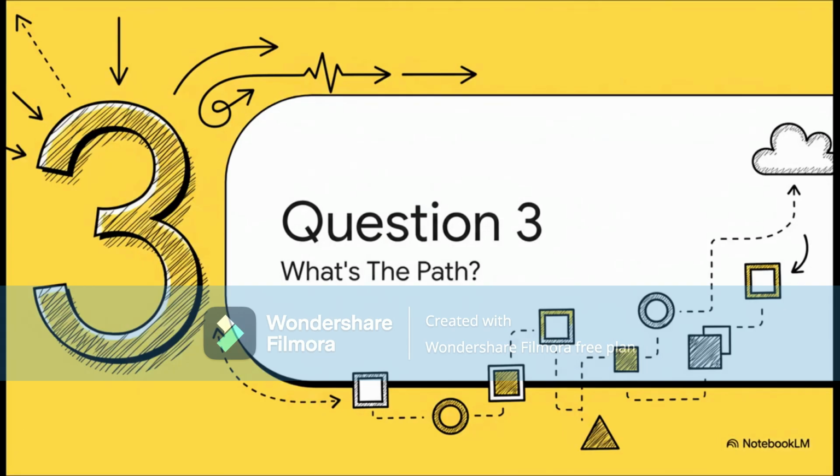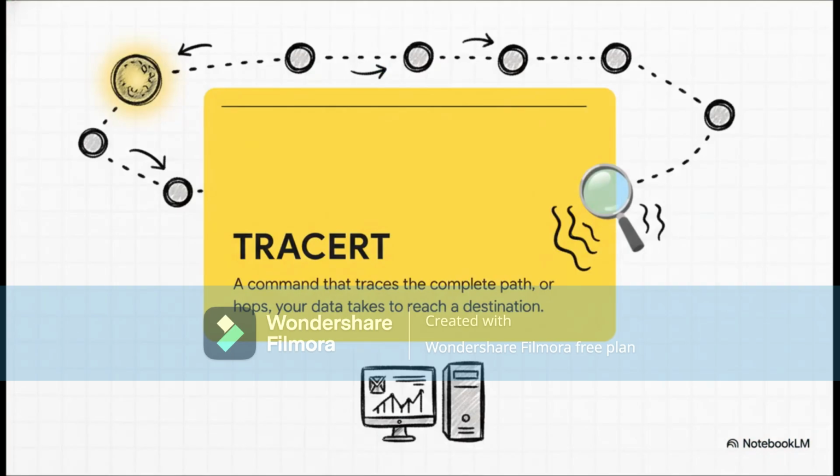Okay, but what about a different kind of mystery? What if your connection is working, but it's just painfully slow? This is a totally different problem. It's not about if you can connect, it's about why the journey is taking forever. So our next question has to be, what path is our data actually taking? To solve this one, our tool is tracert, which, as you can probably guess, is short for traceroute.